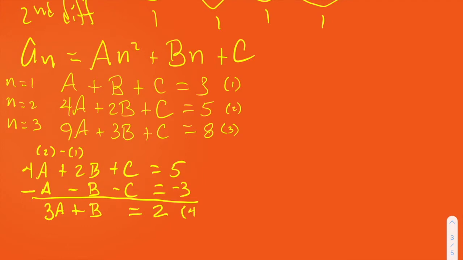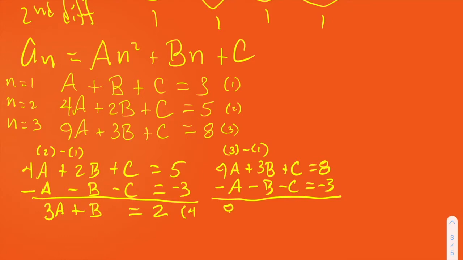Now I'm going to get another equation, and I'm going to do that by taking equation 3 and subtracting equation 1. And watch what happens when I do that. I have 9A plus 3B plus C is equal to 8, and I'm going to subtract from it negative A, negative B, negative C is equal to negative 3. And when we add straight up and down, I get 8A plus 2B. C's go away again, and 8 minus 3 is 5. And I'm going to call that equation 5.